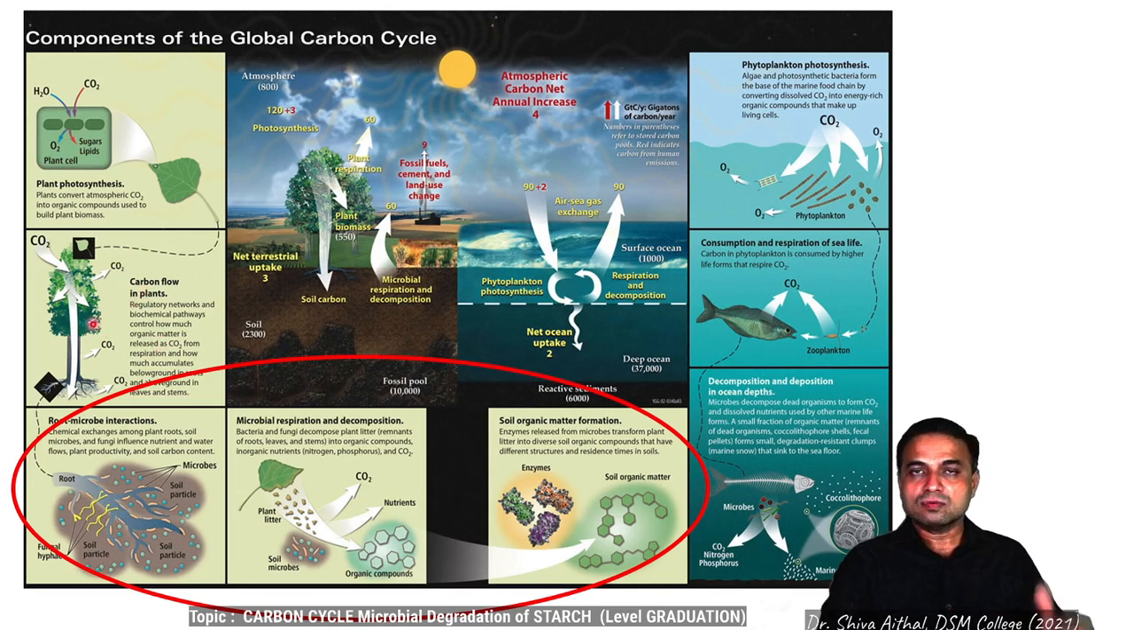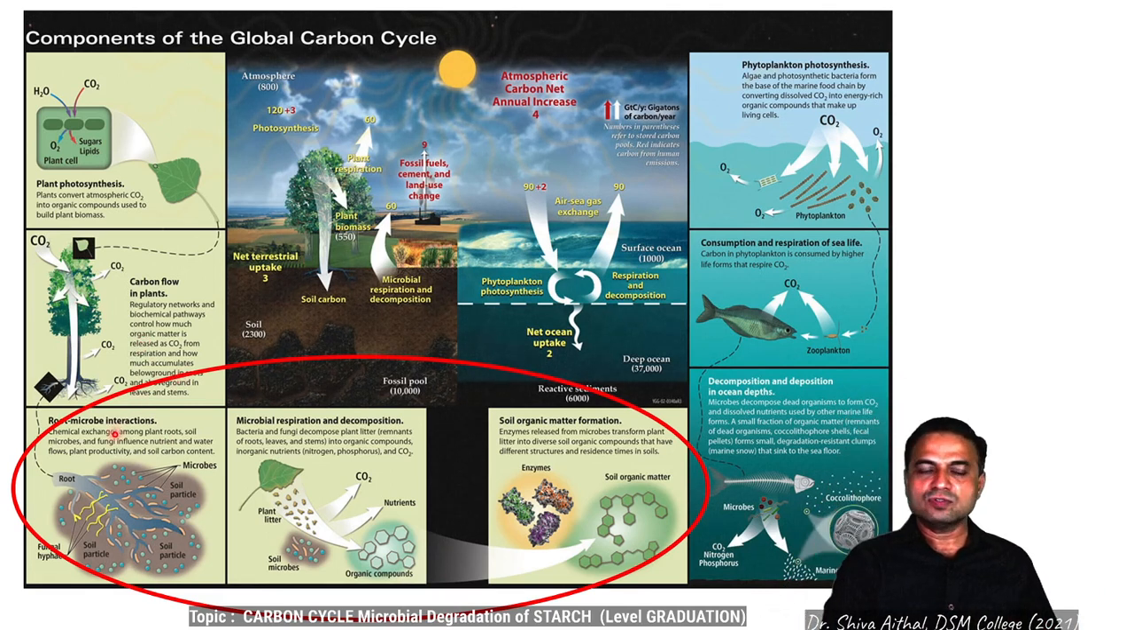Carbon flow: how does the carbon flow in the plants? Regulatory networks and biochemical pathways control how much organic matter is to be fixed and how much organic matter is to be released as carbon dioxide from the process of respiration. Now this is the carbon flow in plants via carbon dioxide fixation and then degradation and release. So above the ground and below the ground, we have seen these things happening.